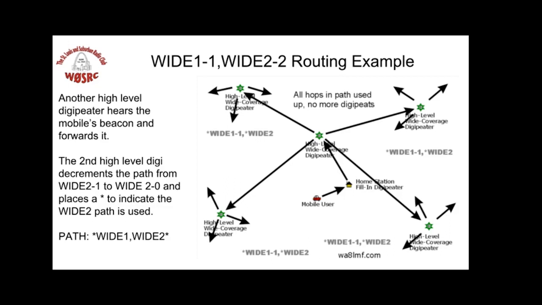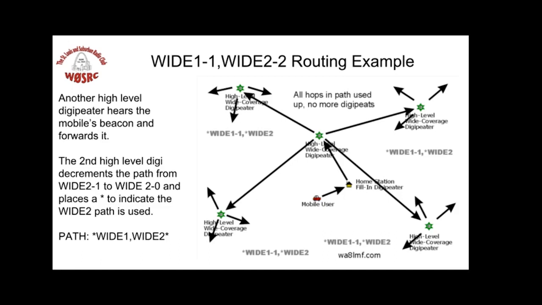So now all these other Digipeaters hear it and say, all right, I hear a beacon that has wide 2-1. Now I'm going to beacon that out and decrement it to wide 2-0 and place an asterisk beside it to say that it's all used up. So now my path looks like, it's a little wonky, I don't think this is right, but it's asterisk wide 1-1, asterisk wide 2-0, saying everything's used up now. Do not forward this beacon on past these Digipeaters.